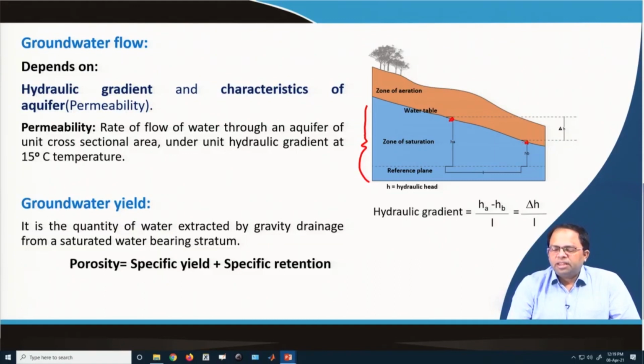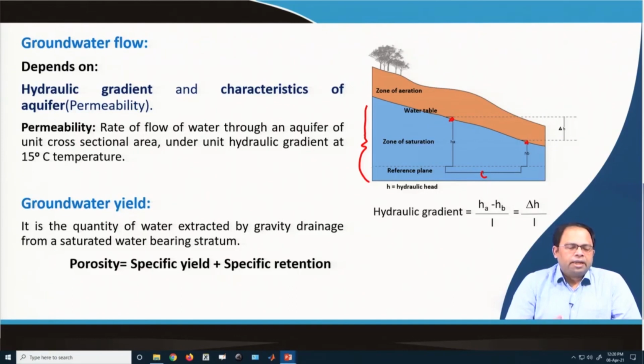The difference between these heights, and then the distance between these two places, is given by L. So, if I take H A minus H B and divide by the distance L, we get delta H divided by L, and this is known as the hydraulic gradient. You can say this is the slope of this piezometric surface, or the surface of the water table. This difference in height is what enables water to flow from one point to another.